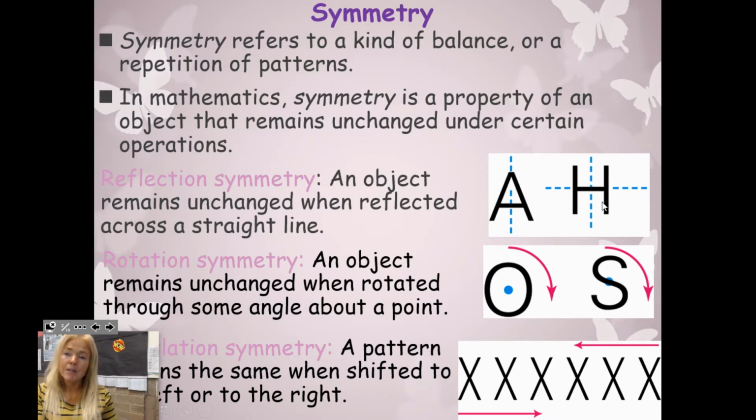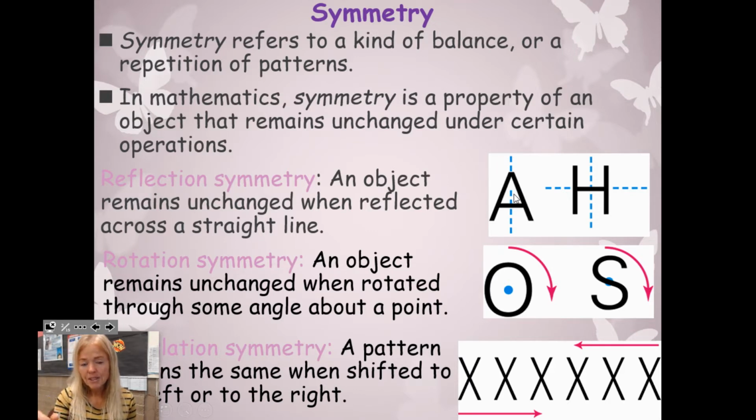What happens with symmetry is it's a property of an object that remains unchanged under certain operations. So when you see this little blue line, that means if I reflected the object, it would be unchanged. I don't know how to explain this. You can see my hand, it just goes 180 degrees. You're going to see that it ends up looking exactly the same, which is what we mean by unchanged. H, you can reflect it horizontally with the H. You can just reflect it 180 degrees that way, or you can reflect it upside down as well.